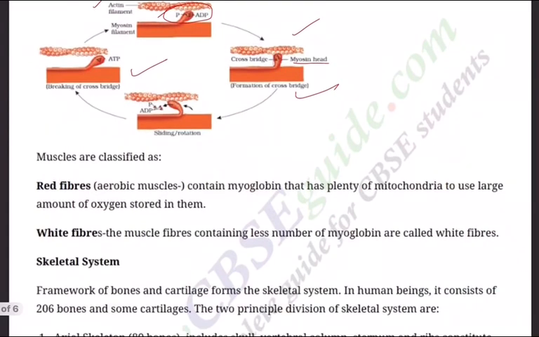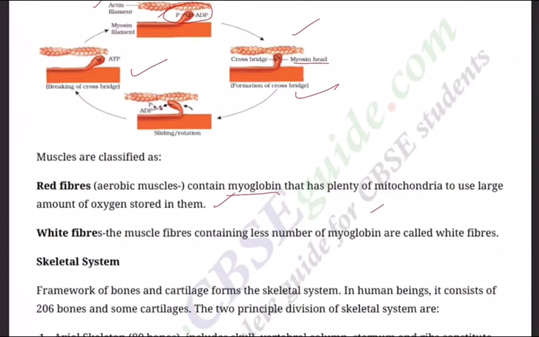So how many types can muscles be classified into? The red fibers, aerobic muscles, contain myoglobin and have plenty of mitochondria to use the large amount of oxygen stored in them. Red meat, we say. White fibers, on the other hand, the muscle fibers containing less myoglobin, are called white fibers.